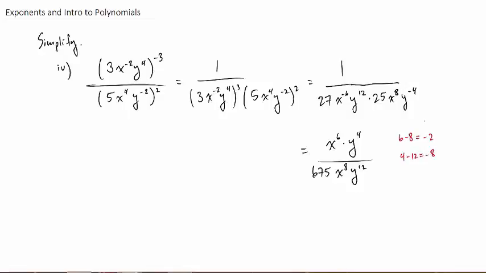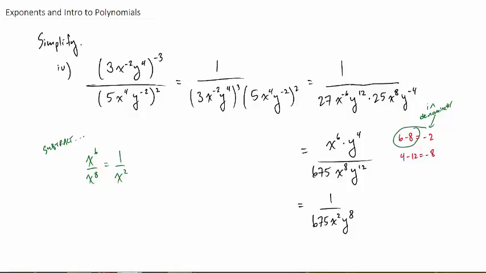And the last thing is to kind of condense this down into just x and y. If you don't want them on the top and bottom, we can simplify. And again, we can think of it as subtraction. 6 minus 8 is negative 2, which means there's a 2 on the bottom. That negative 2 power means that it's in the denominator, and then it becomes positive down there.